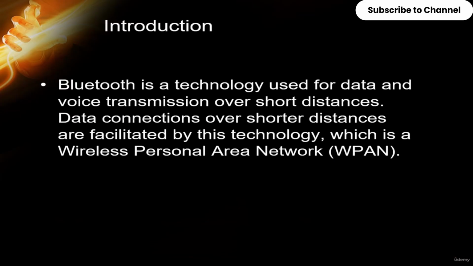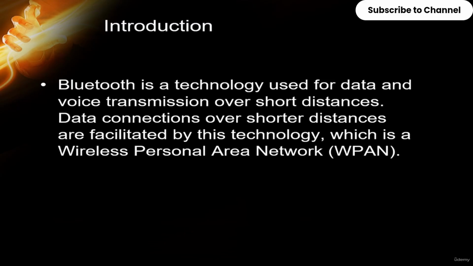It was invented by Ericsson in 1994, and it works between 2.4 gigahertz and 2.485 gigahertz in the unlicensed industrial, scientific, and medical band. Bluetooth can operate within a range of 10 meters. Bluetooth also supports communication speeds of at least 1 Mbps or 3 Mbps. Bluetooth communication uses the frequency hopping spread spectrum technique, that is FHSS.